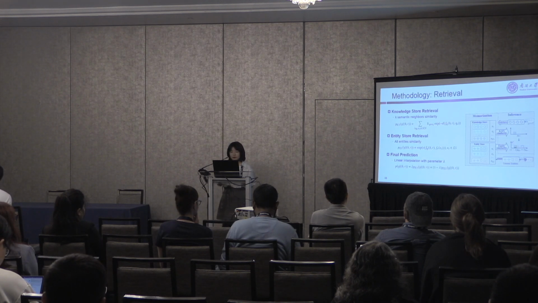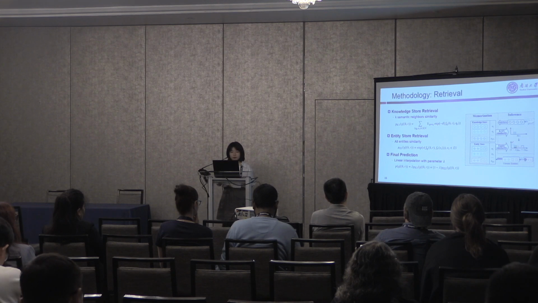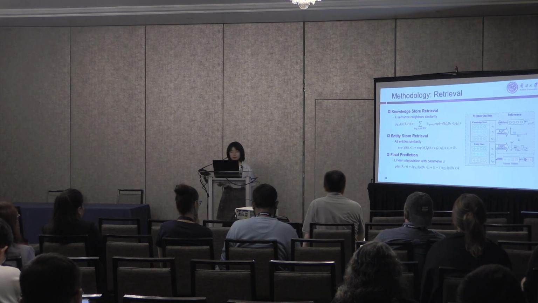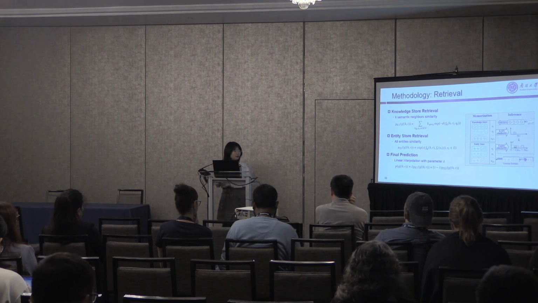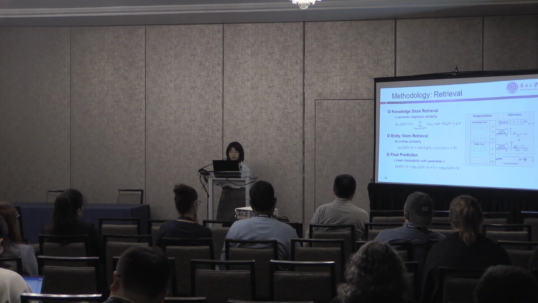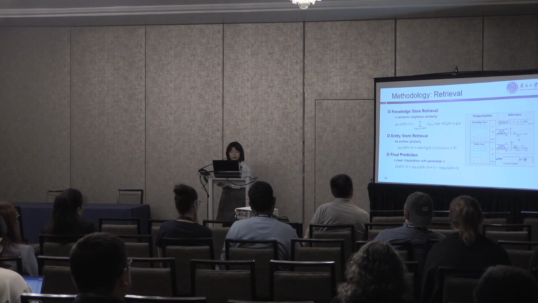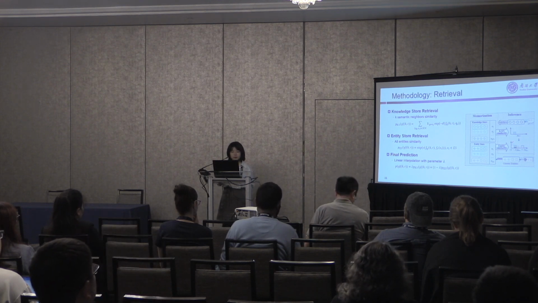In the inference time, for each query, we retrieve its k nearest semantic neighbors and utilize their negative distance as the probability. We also compare the query with all the entities in the entity store and use the entity similarity to form the probability. The final prediction utilizes a parameter lambda to interpolate the two distributions.